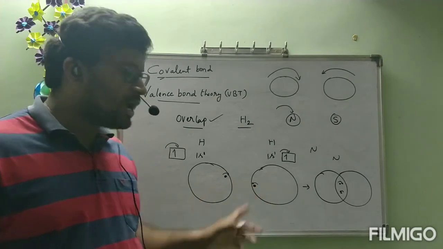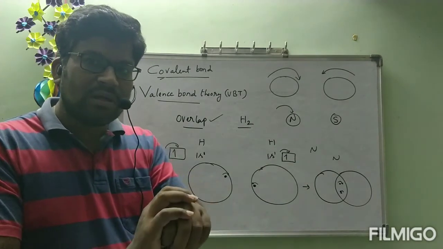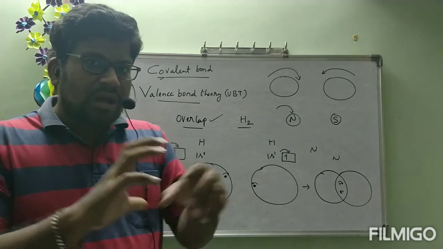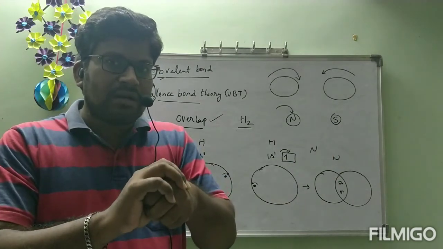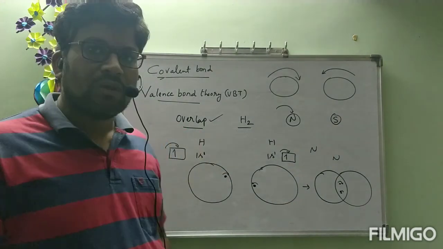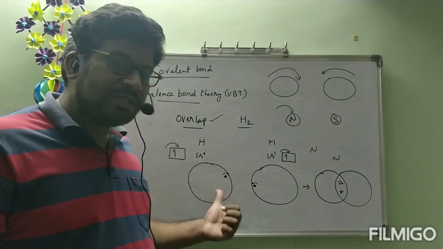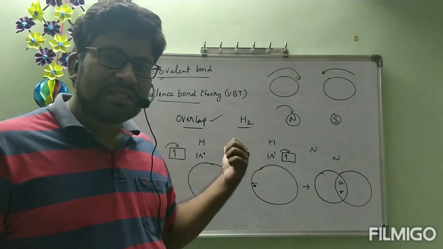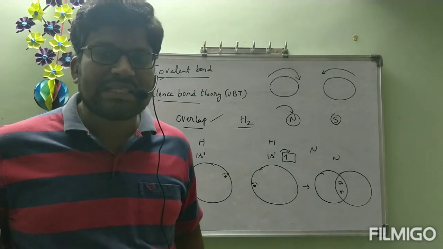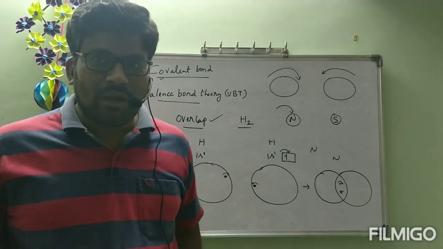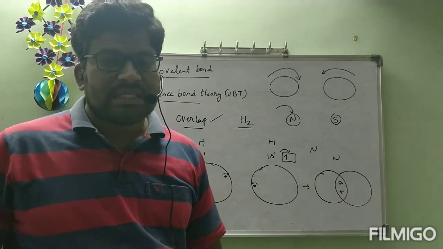This electron spins in clockwise direction and this electron will reverse the spin. Because of that, these two hydrogen atoms are involved in a bond. While they are involved in the bond, combination of atomic orbitals happens and the process is called overlapping. Which orbitals are overlapped here? S orbital of hydrogen and S orbital of hydrogen. That's why this overlapping is called SS overlapping.